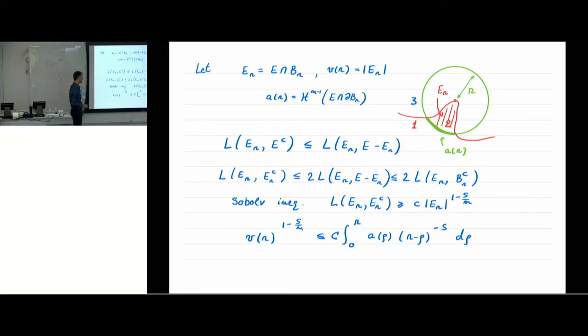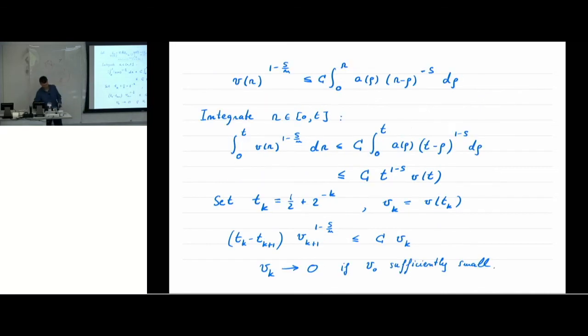And this looks good except for this negative power here. If I want to get rid of this negative power, there is a trick. I want to integrate this in r. If I integrate this in r, I'm going to get rid of this negative weight.